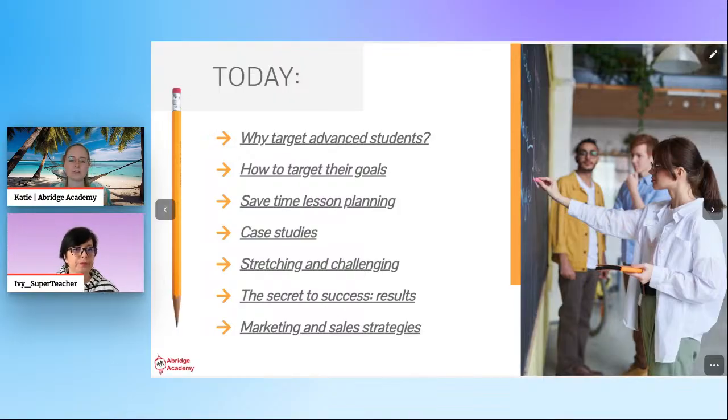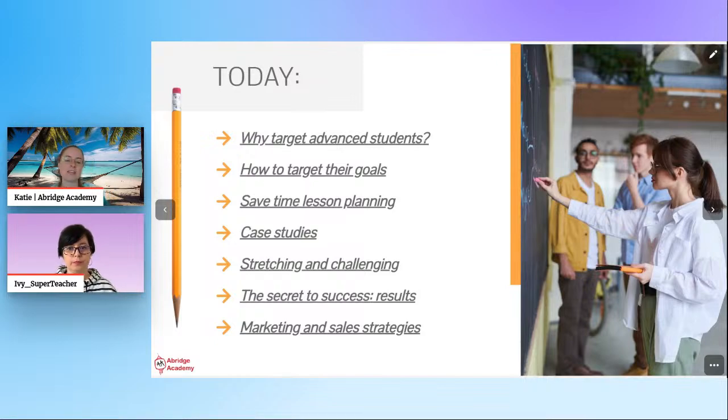And then we're going to really focus in on some specific case studies and examples, because I think that's more helpful to actually see than us rambling on, looking at presentation slides all the time. So case studies, examples, and real life scenarios where we can all talk and discuss different strategies for stretching and challenging those particular students.